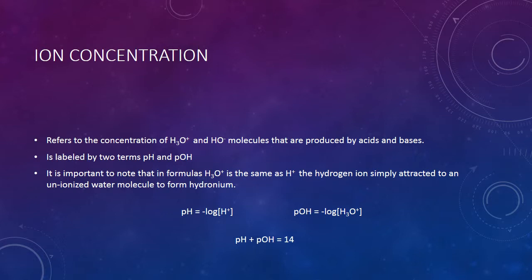These formulas down here are pH equals the inverse log of H plus, pOH is the inverse log of H3O plus, and then something to note is that when these two are added together, they must equal 14. So if you can determine one, you can determine the other, and if you know the concentration of H plus or H3O, you can determine pH or pOH.